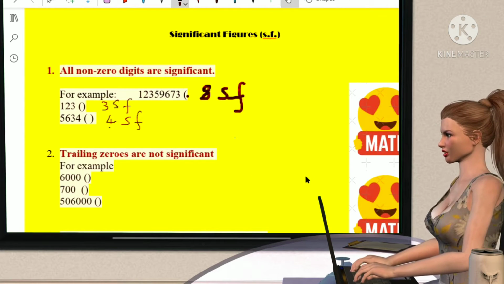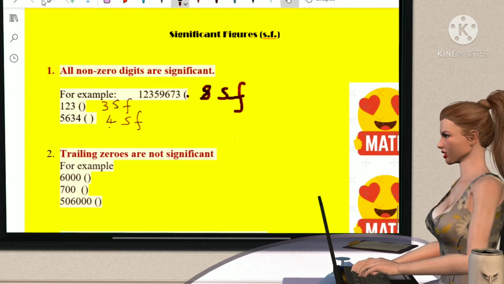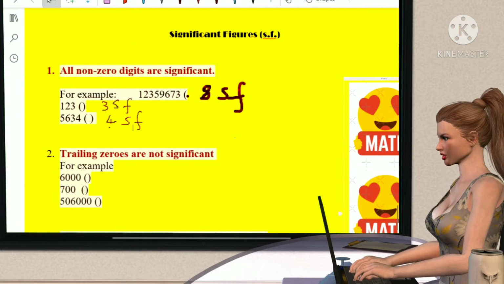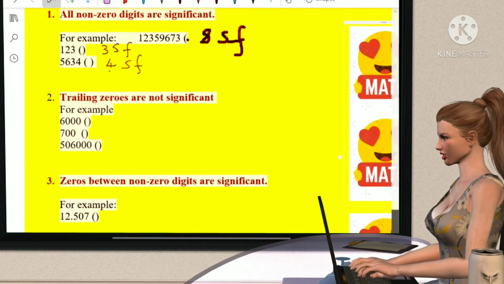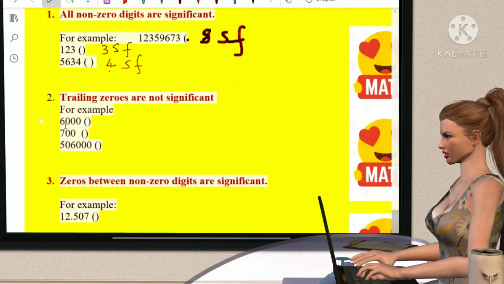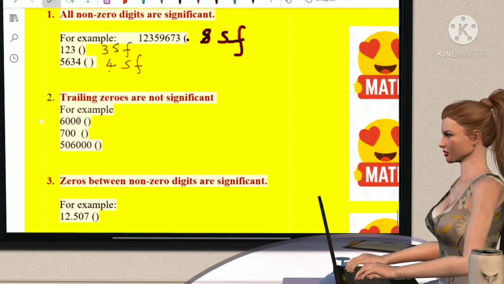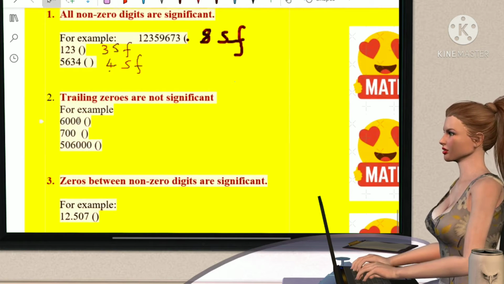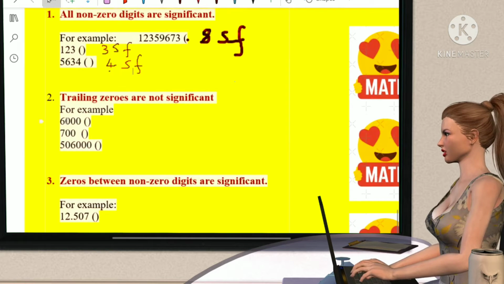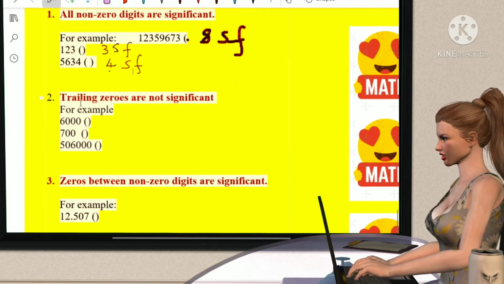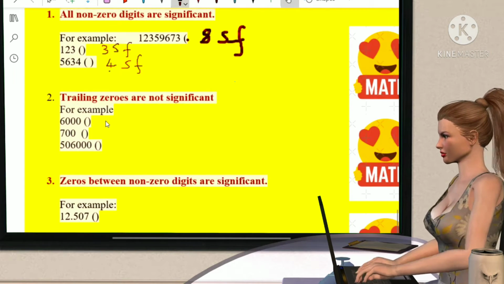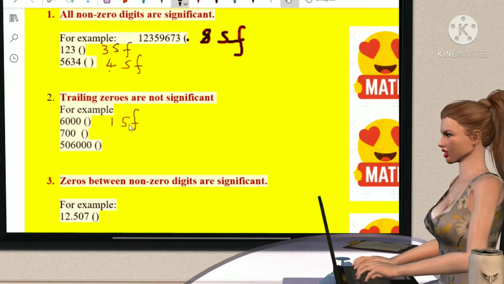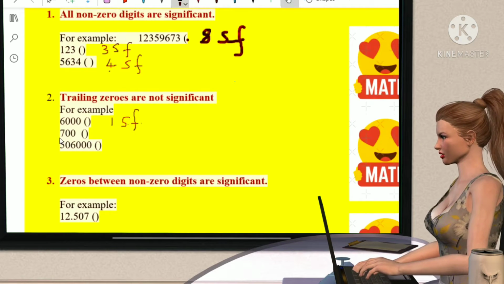Now, item number 2 says that trailing zeros are not significant. Right? And of course, when we say trailing zeros, we're talking about those zeros that come after significant figures. So like, for instance, 6,000. The 3 zeros will be trailing zeros. So we're saying that they are not significant, which means that there's only one significant figure here, and that is a 6. So you have 1 SF, which means significant figure.